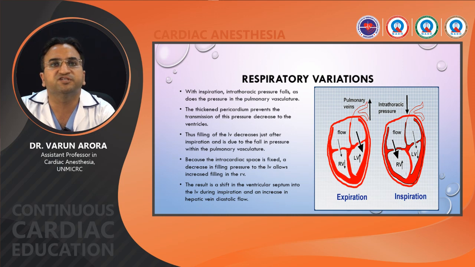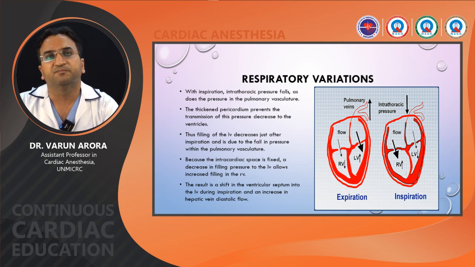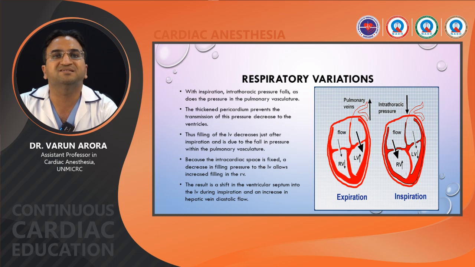So, respiratory variation: with inspiration, intrathoracic pressure falls, as does the pressure in the pulmonary vasculature. The thickened pericardium prevents the transmission of this pressure decrease to the ventricle. Therefore, filling of the left ventricle decreases just after inspiration, and this is due to the fall in pressure within the pulmonary vasculature. Because the intracardiac space is fixed, a decrease in filling pressure to the left ventricle allows increased filling in the right ventricle, and this results in a shift of the ventricular septum into the left ventricle during inspiration and a decrease in hepatic vein diastolic flow.